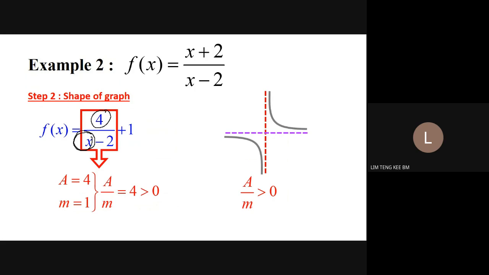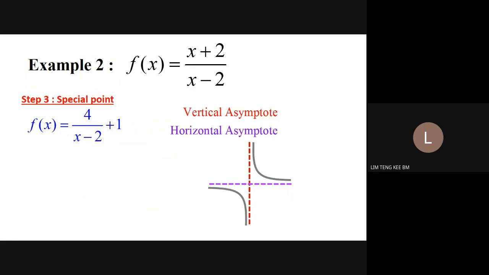Okay, go on. The next thing we do is step 3. Once again, in step 2, when I notice a divided by m is greater than 0, that means I'm going to have my graph in the first quadrant and also the third quadrant, based on the asymptotes I have. Next, I want to decide the special lines, not special points, which refer to the vertical and horizontal asymptotes in our graph.